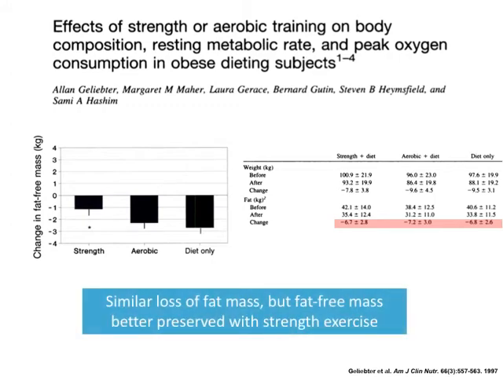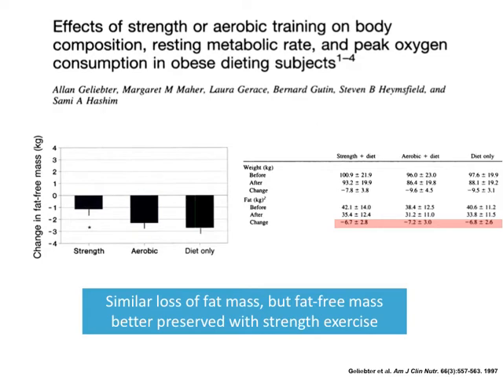And what's really nice to see is that even though we have similar fat loss, fat-free mass is better preserved with strength and diet-type exercise. So all types of energy deficit resulted in weight loss, but fat-free mass was largely preserved with strength training. We don't have any idea of the downstream effects, so insulin sensitivity. I'm not showing you the oxygen consumption data. But what we care about here is body composition and affecting body composition.